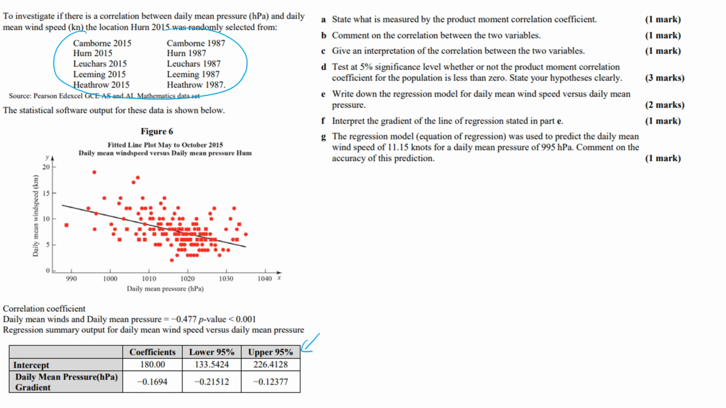So here we've got a scatter graph. It mentions correlation coefficient here, so this question is about correlation. We've got two variables, daily wind speed against daily pressure. Now in this table, the intercept means the y-axis intercept, and we have got the gradient. It tells us that the correlation coefficient is minus 0.477, which ties in with the fact that we've got negative correlation, which we can see from the line of best fit sloping downwards.